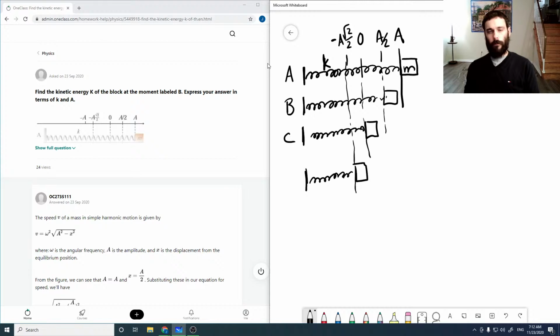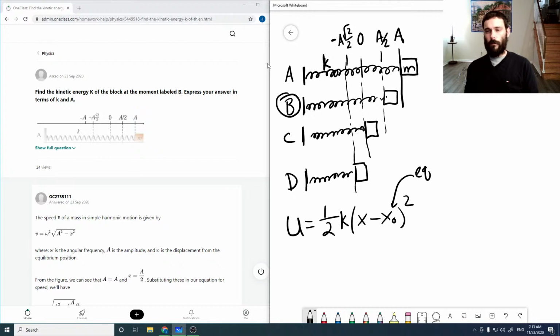the kinetic energy at B, so when it's stretched to A over 2. So the potential energy for a mass on a spring is just 1/2 k (x minus x naught) squared, where x naught is our equilibrium distance. Now in this case, we're using 0 as our equilibrium distance, so that makes things nice for us. So we can just say it's 1/2 kx squared.